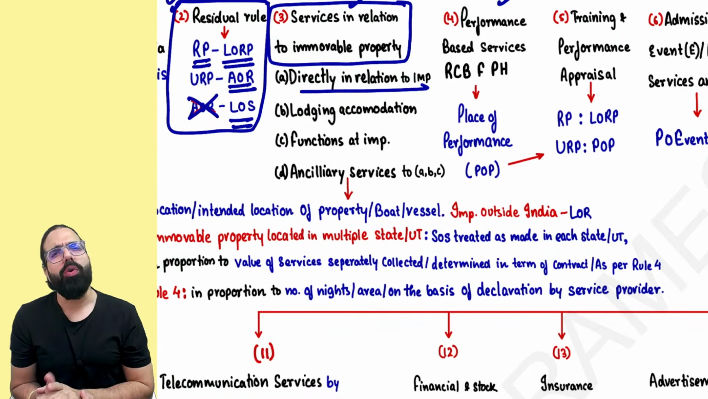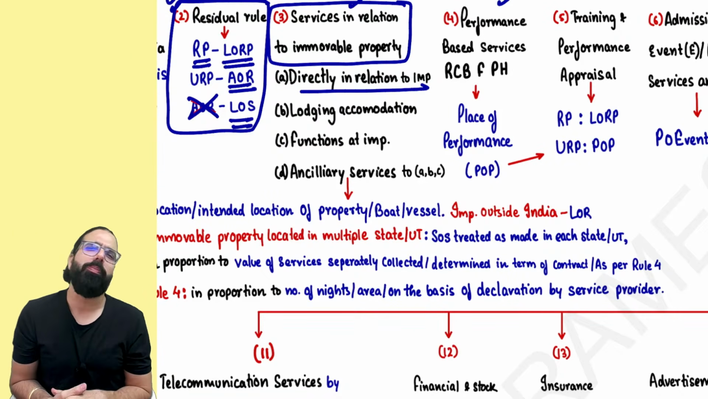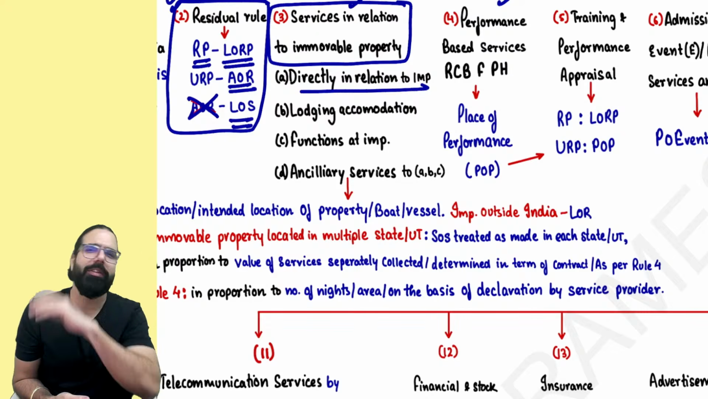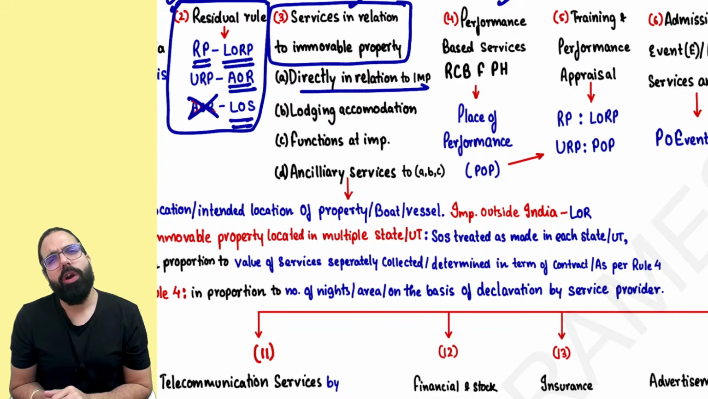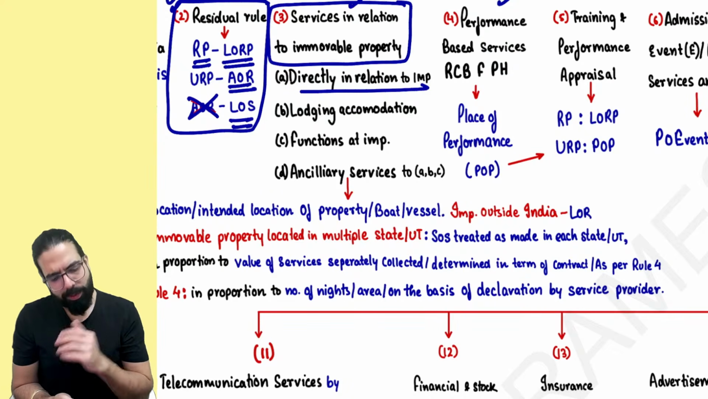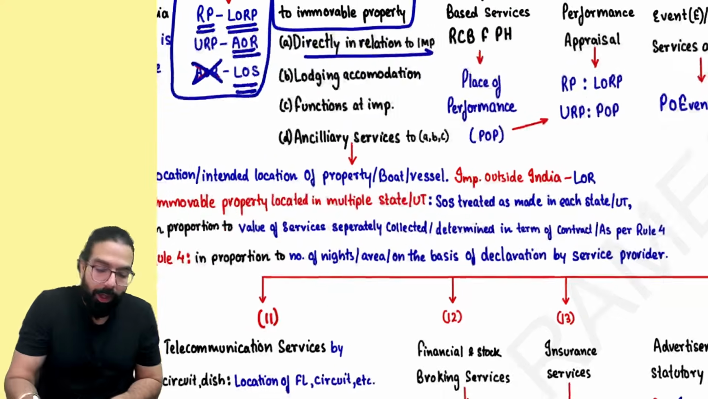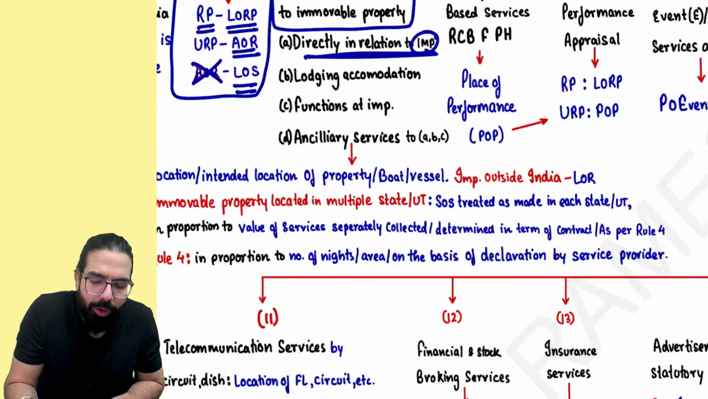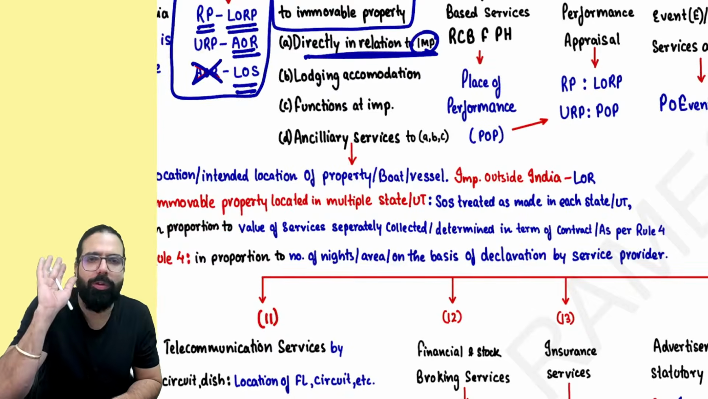I was called by one person to do the interior designing of a building which is in Assam. Place of supply will be Assam. I was called to do the interior designing of a building which is in Maharashtra. Place of supply will be Maharashtra. Any services directly in relation to immovable property, where the immovable property is, that is the place of supply.